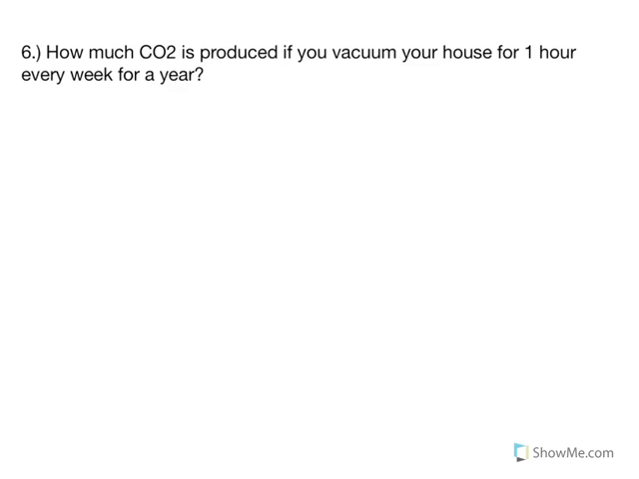All right, number 6. How much CO2 is produced if you vacuum your house for 1 hour every week for a year? All right, so we're talking about the vacuum. Vacuum is 500 watts.